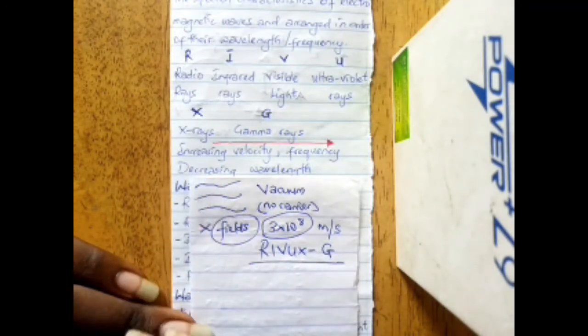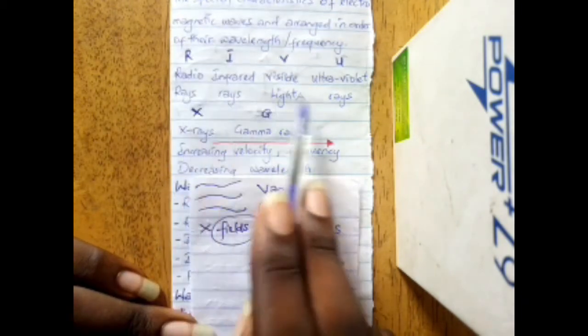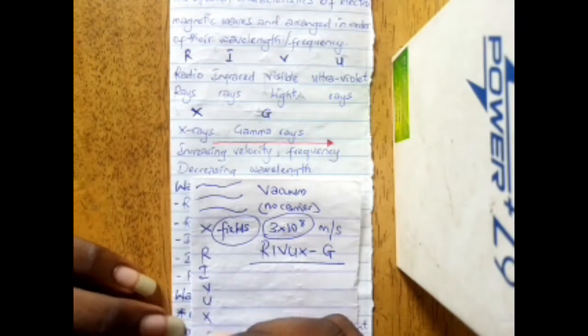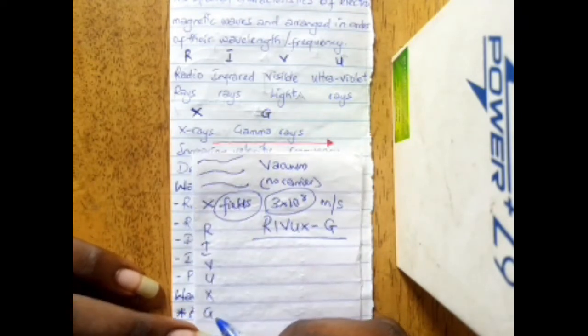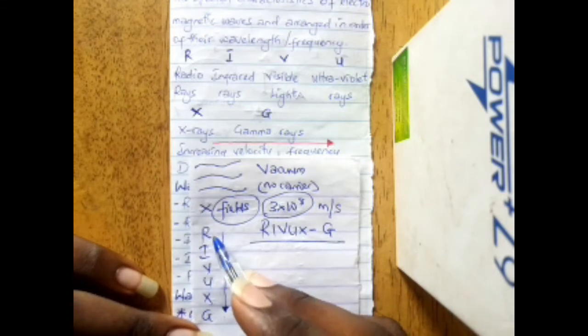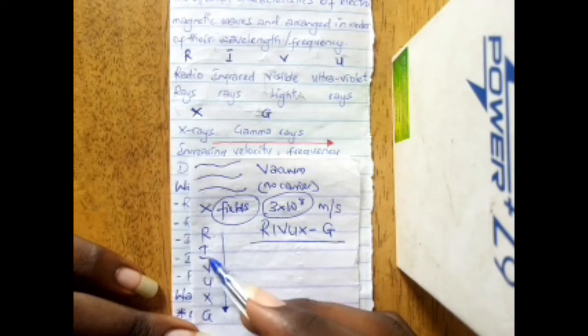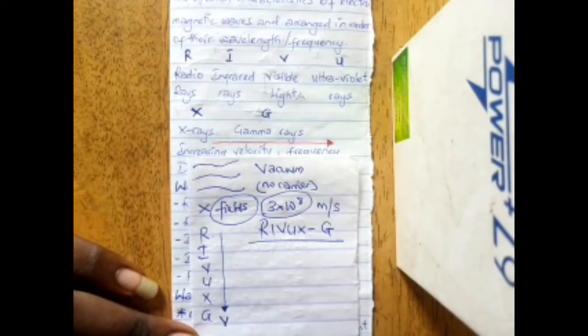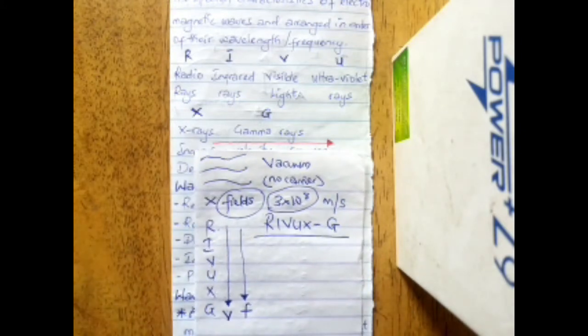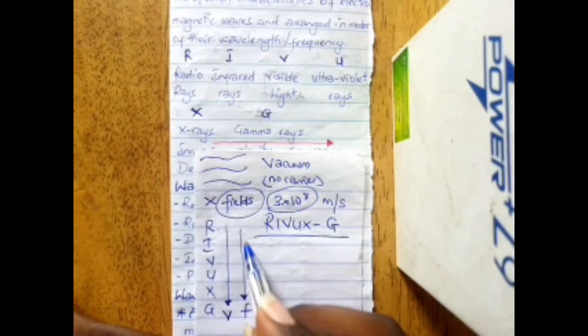Now they are arranged in the order of their wavelength and frequency. As you move from top to bottom, the velocity increases. The velocity of gamma rays is much faster than radio waves. The velocity of X-rays is much faster than infrared rays. So as you move downwards, you have an increase in velocity and an increase in frequency. Frequency is the number of cycles a wave travels in 1 second. Because gamma rays are very fast, they cover more cycles per second compared to radio waves. So there is an increase in frequency, but decreasing wavelengths.